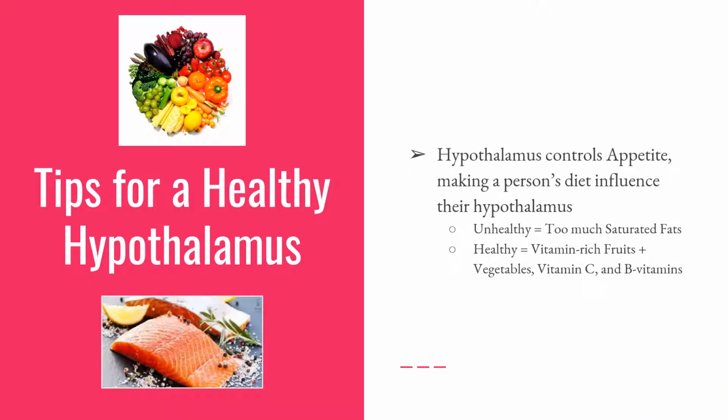With the hypothalamus being such an important structure of the body, it's very important to give it the right food to allow it to function correctly. And to do so, you should eat healthy foods such as fruits, vegetables, and make sure you're obtaining all of your vitamins. Also, avoid eating too much saturated fats, and overall, you should be good and have a happy hypothalamus and a happy life.